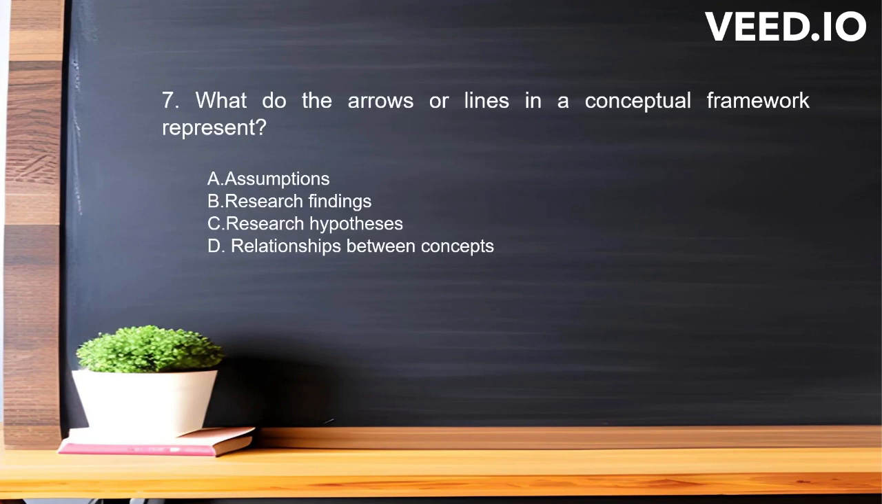7. What do the arrows or lines in a conceptual framework represent? A. Assumptions. B. Research findings. C. Research hypotheses. D. Relationships between concepts.